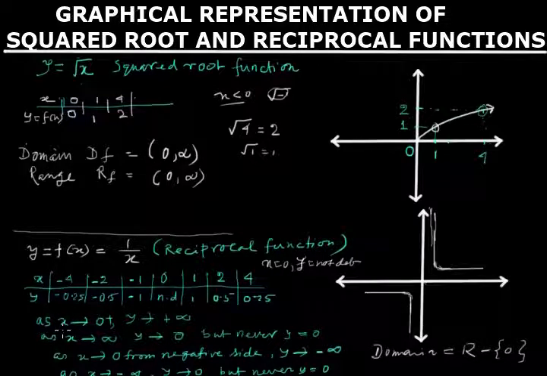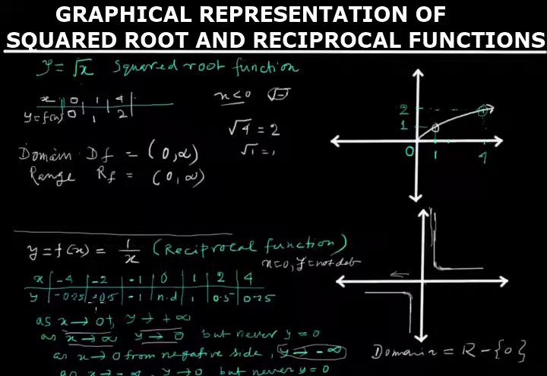So as x tends to 0 plus, y tends to infinity. But it never touches the x-axis. And when x tends to infinity, y tends to 0. As x tends to 0 from the negative side, that is this side, y tends to minus infinity.